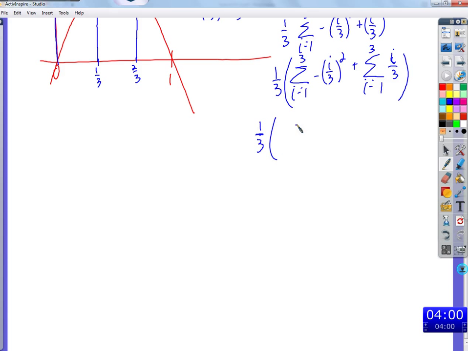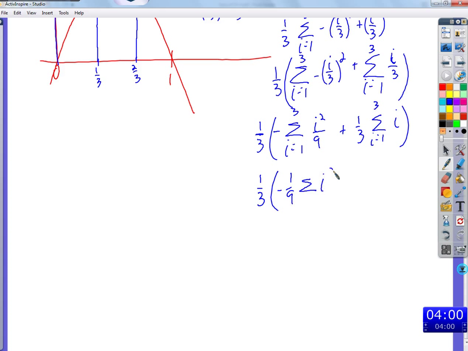1/3 times, let's square this. Okay, actually we can put a negative out here. It's got a multiple of negative 1. A negative right there. We'll square this out. We got i squared over 9. This one we could pull out a 1/3. And we'll pull out the 1/9, so we got negative 1/9 out in front here, i squared plus 1/3.